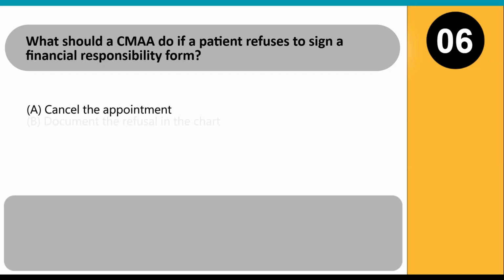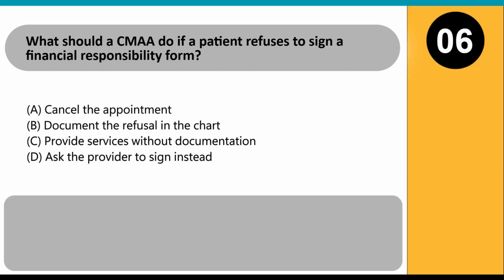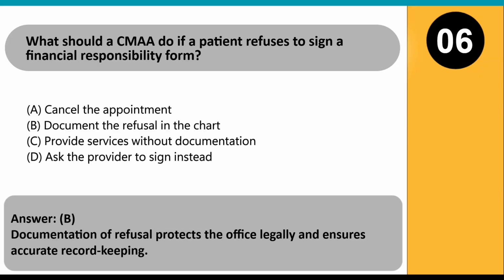What should a CMAA do if a patient refuses to sign a financial responsibility form? A. Cancel the appointment. B. Document the refusal in the chart. C. Provide services without documentation. D. Ask the provider to sign instead. Answer: B. Documentation of refusal protects the office legally and ensures accurate record keeping.